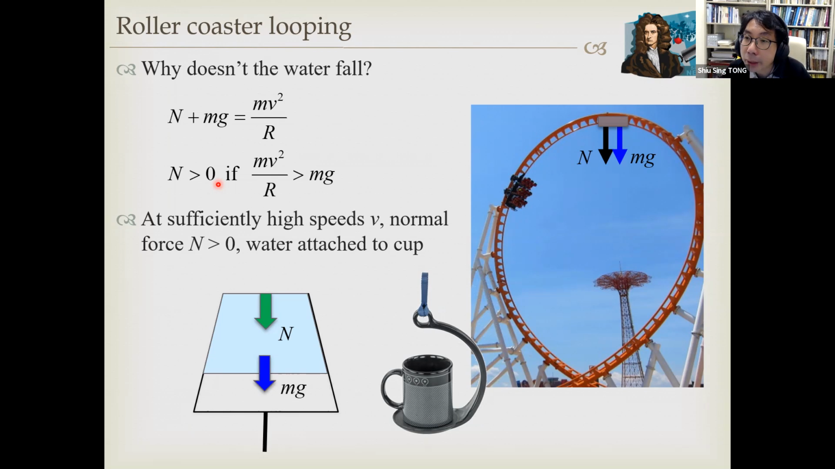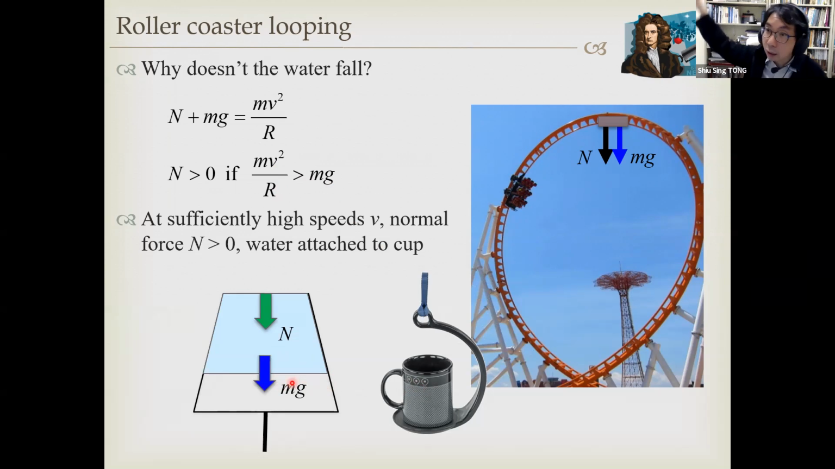Okay, so that's the condition for you to be attached to the seat without falling down. And it hinges on sufficient velocity. If v is not large enough, then N may be 0. You hinge on the fact that v is large enough such that v squared over r is larger than g. Otherwise, it will fall down. Okay. Now a similar thing happens in this demonstration.